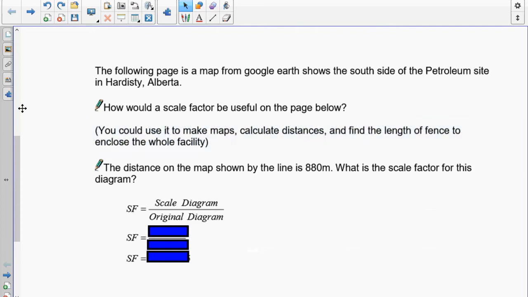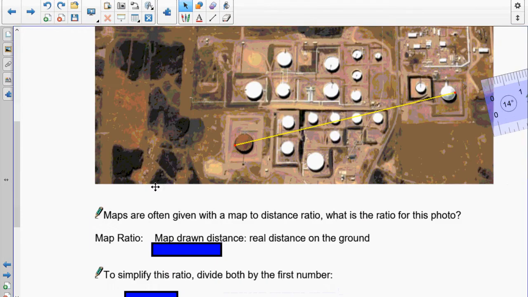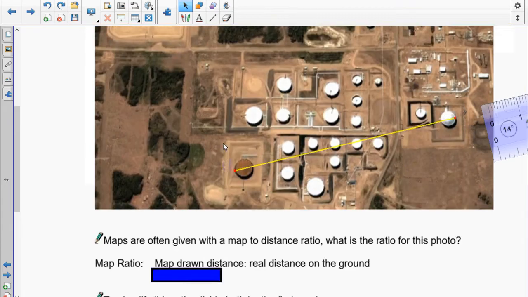So you could use, let's say, how would a scale factor be useful on the page below? Well, you could use it to make maps, calculate distances, find the lengths of fences to enclose a facility, and stuff like that. So what we need to do is we need to calculate the scale factor. Now, I'll tell you, because I know that the line on this diagram right here, the distance from here all the way across to here is 880 meters. It's quite a ways. All right.